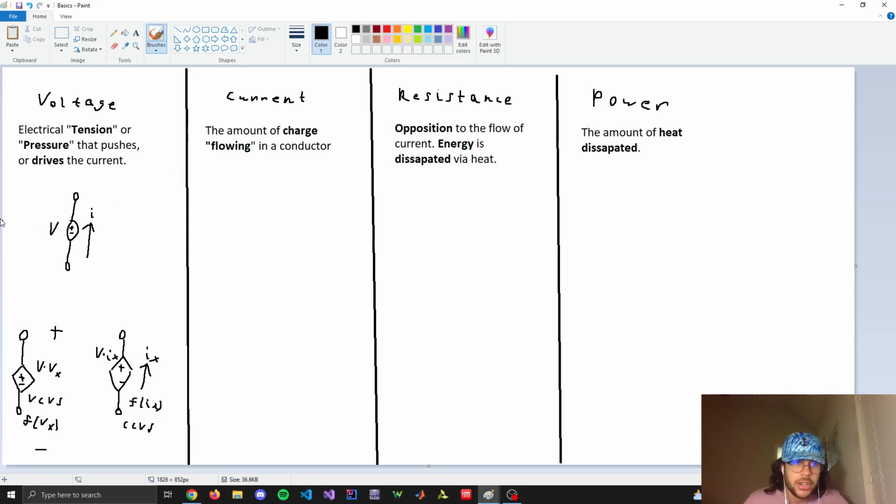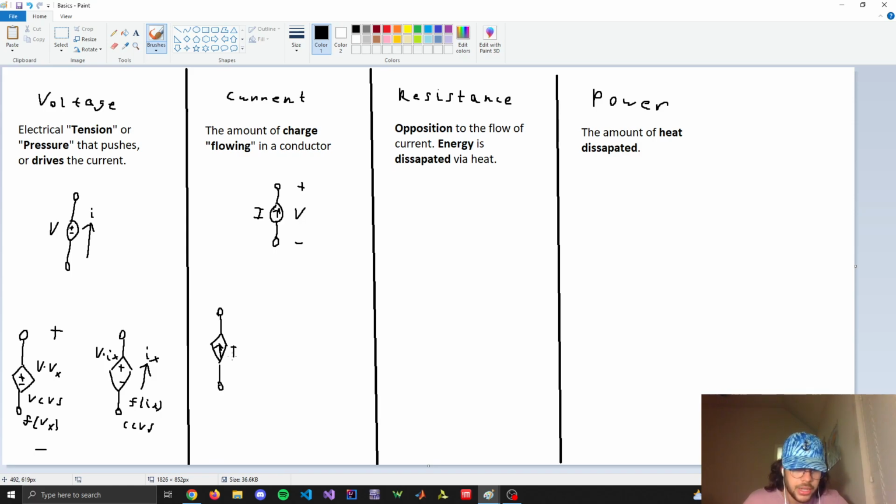Likewise for current. Current is the amount of charge that's flowing through a conductor like a wire. Just like the voltage sources, we also have current sources, which just push out a current I regardless of the voltage across it. So for the independent current source, the current will always stay the same. And just like controlled voltage sources, there are controlled current sources.